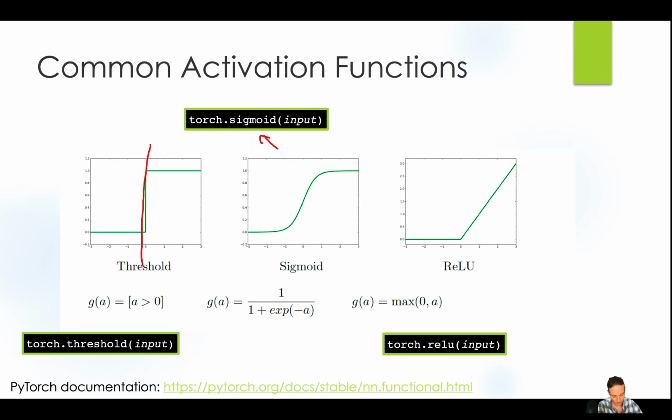Another popular one is ReLU. You can call that one using torch ReLU. And ReLU basically puts to 0 everything that's smaller than 0 and makes the rest a nice linear line. There are different types of ReLU, which we will come back to later in this class as well.